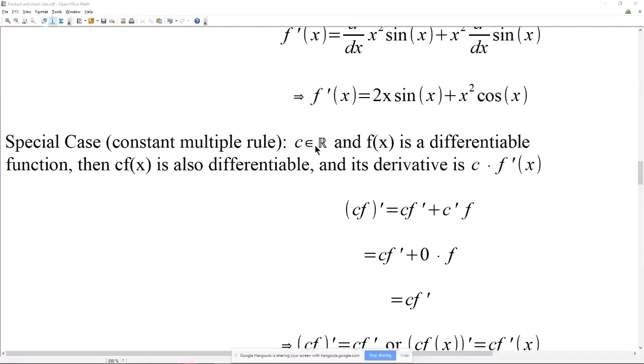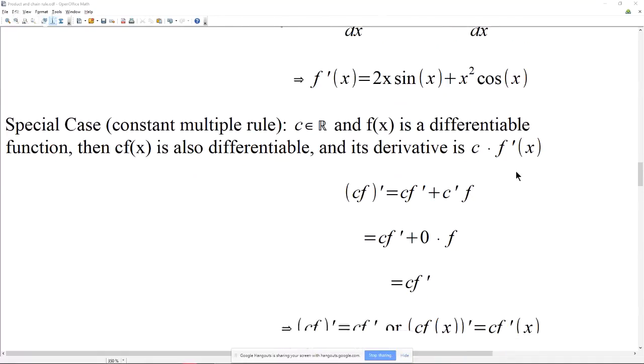So C is an element of real numbers, C is a real number, and f of x is differentiable. So the function is able to be differentiated. Then a constant times the function is also differentiable, and its derivative is C times f prime of x. What this is saying is really a fancy way of saying this.